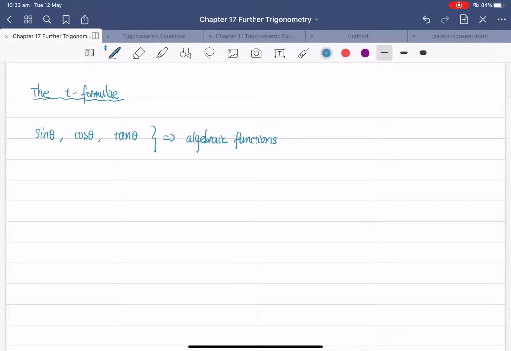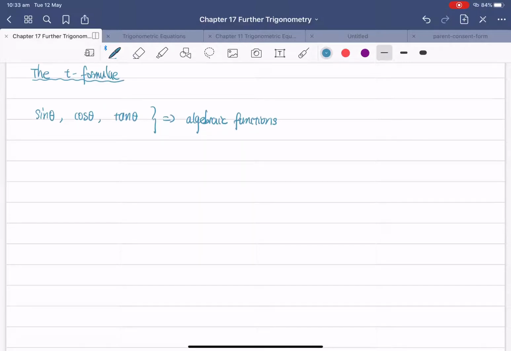Also, I'm not a fan of the t-formula, but it's a really important skill that you need to know how to do. All right, so we'll start with the formula straight away. If we let t equal tangent half theta, now this is the key. We need to let t equal tangent half theta.